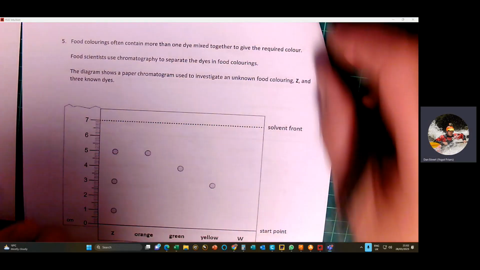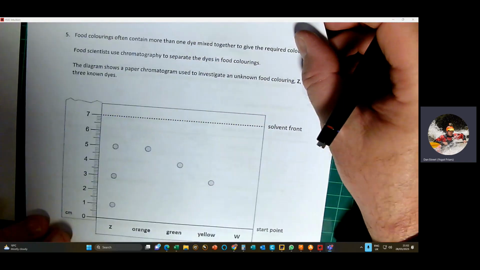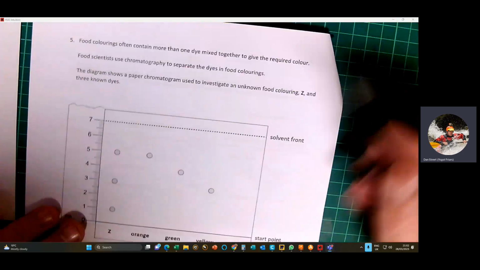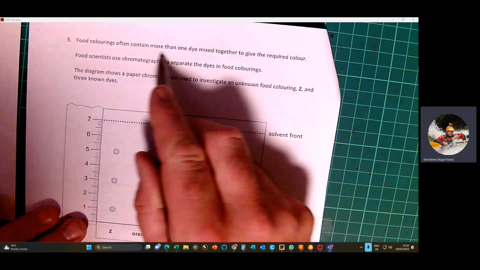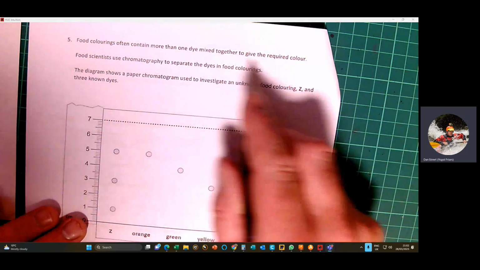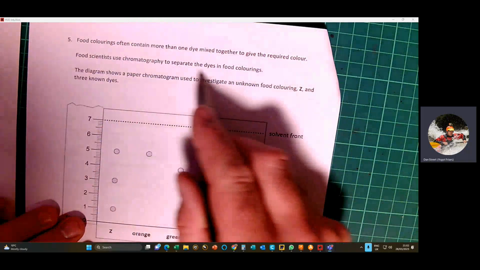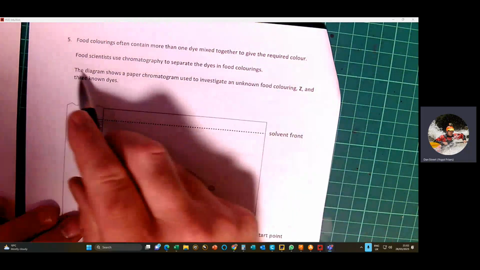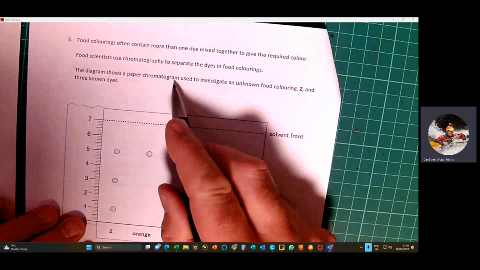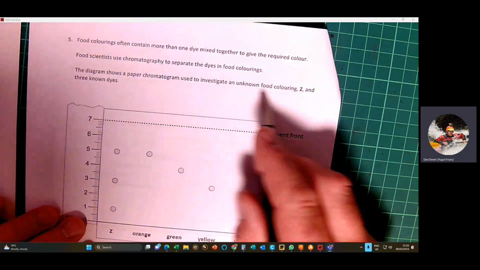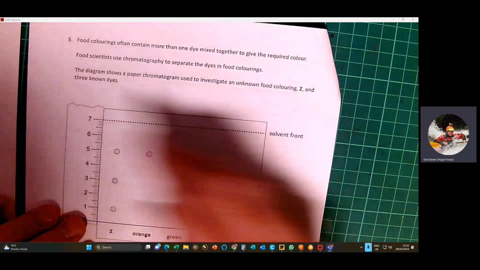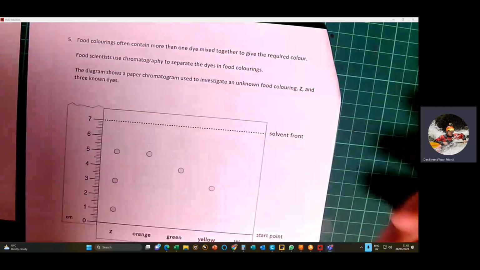Okay, so this is higher question 5, foundation question 6. Food colorings often contain more than one dye mixed together to give the required color. Food scientists use chromatography to separate the dyes in food colorings. The diagram shows a paper chromatogram used to investigate an unknown food coloring, Z, and 3 known dyes.